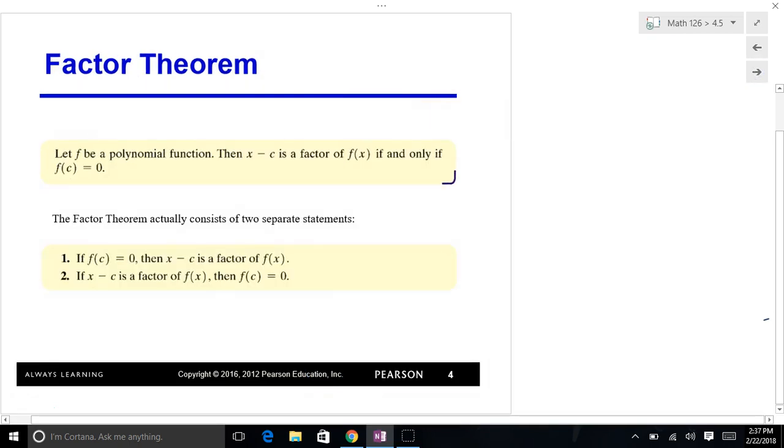So that brings us to the factor theorem. x minus c is a factor if and only if f of c is 0. So that's two separate statements. If the remainder is 0, then x minus c is a factor. Let me give you an example.